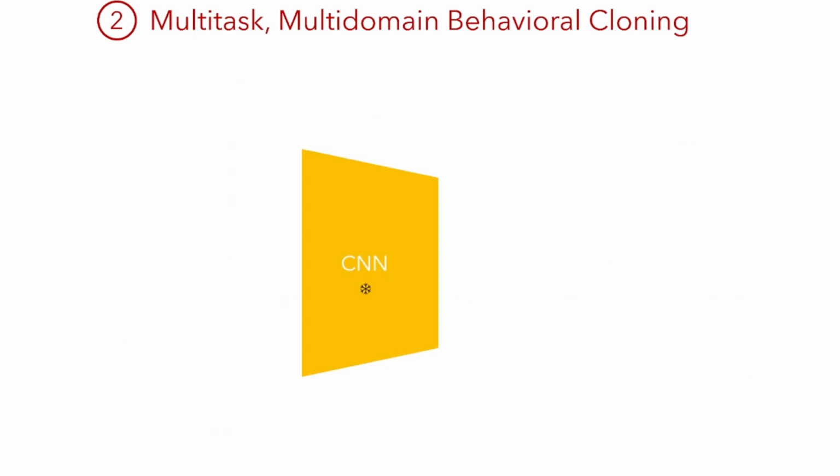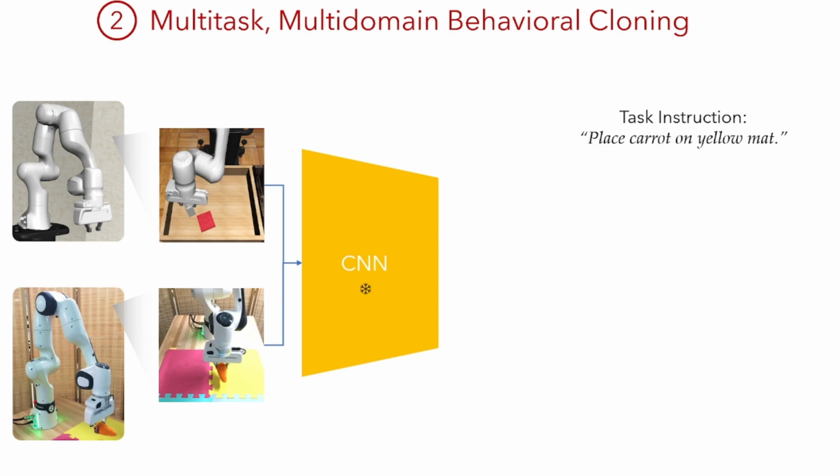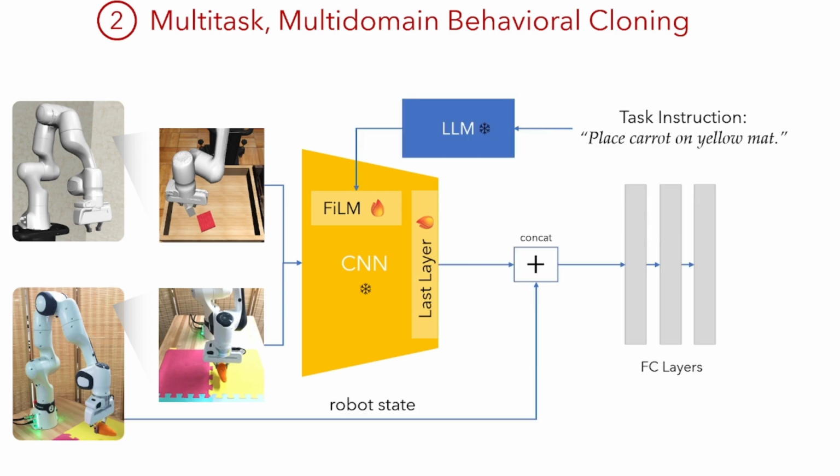Second, we use the pre-trained visual encoder as the backbone of our language condition policy. We cast Sim2Real as a multitask learning problem on many sim tasks and one real target task. We freeze all but the last CNN layer, add adapter modules to process the task instruction, add a policy head, and do BC.